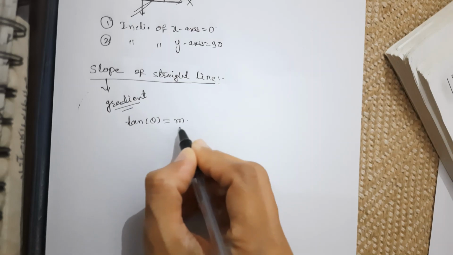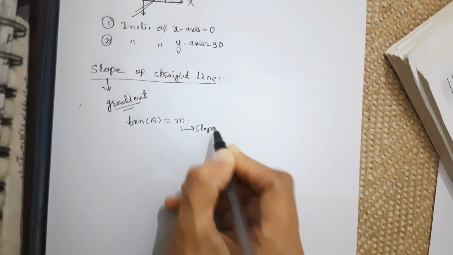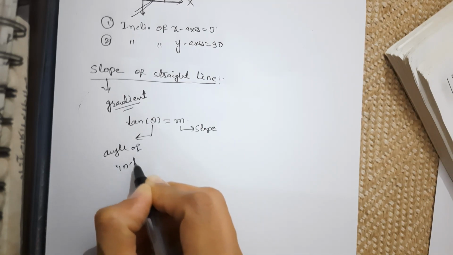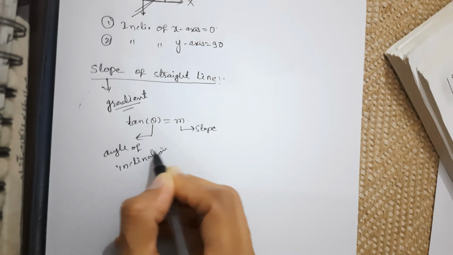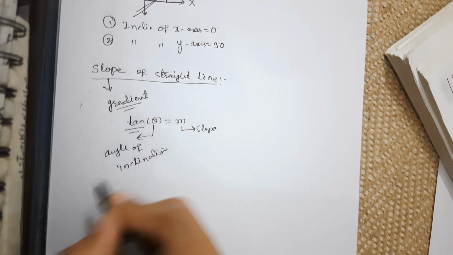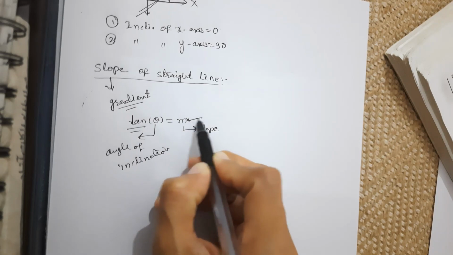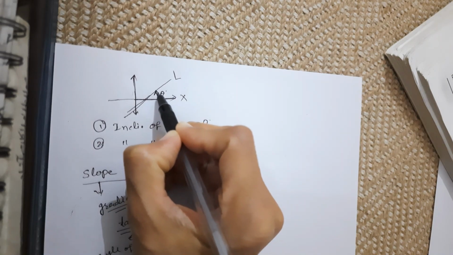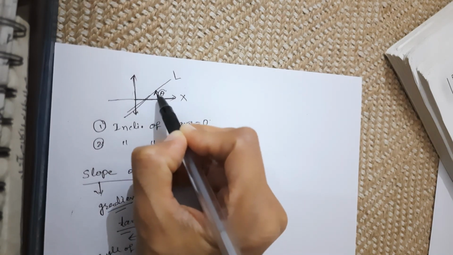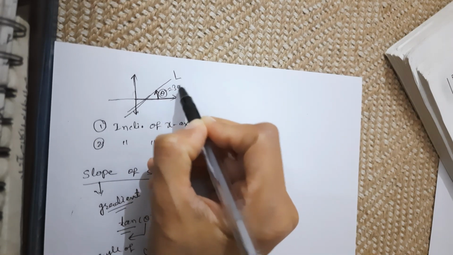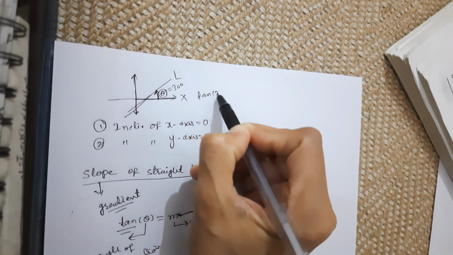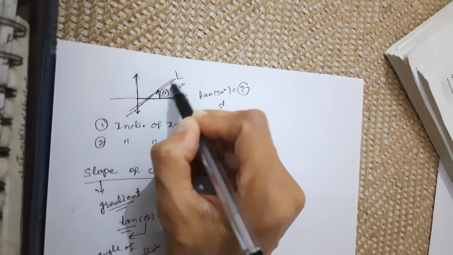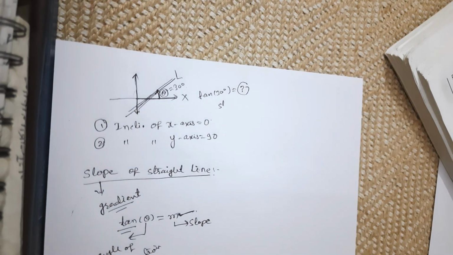So if m is the slope and this is the angle of inclination, and you take the tan ratio of that angle, then it will give you the slope of the straight line. Suppose you measure this angle and whatever value it is, suppose it comes out 30 degrees. If you take tan of 30 degrees, it will give you the value of the slope of this line L. Clear?